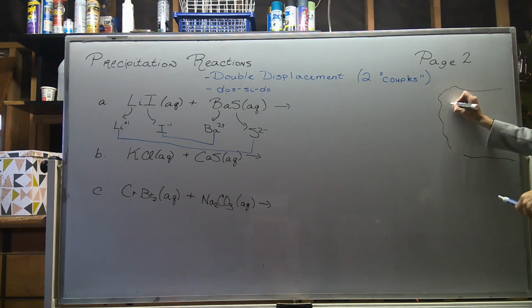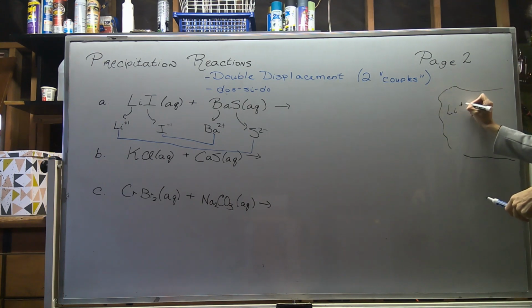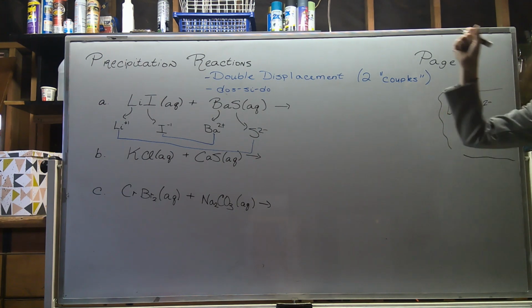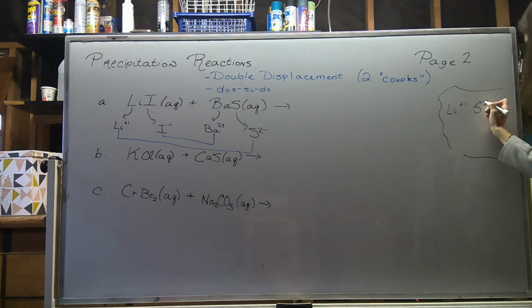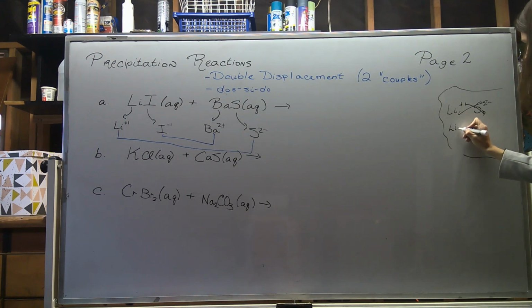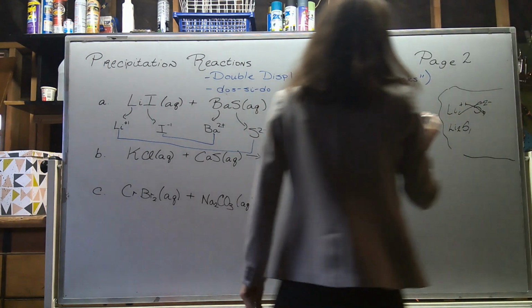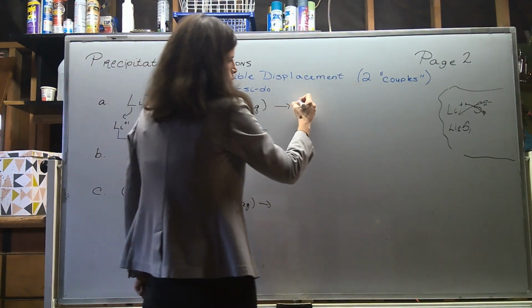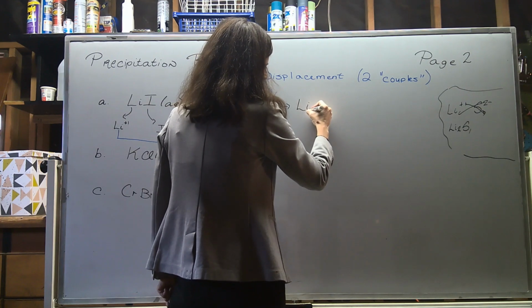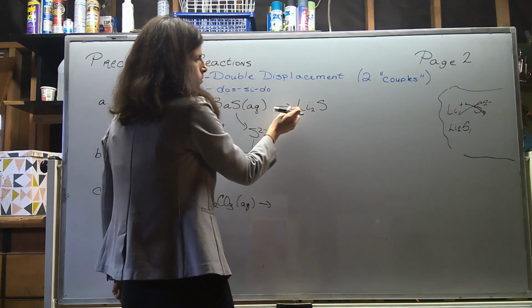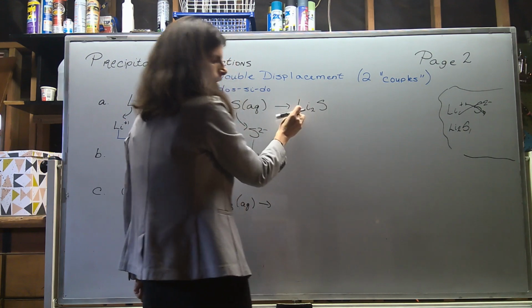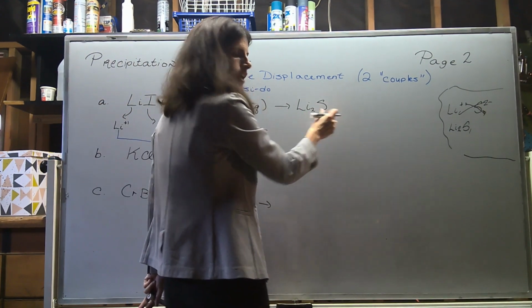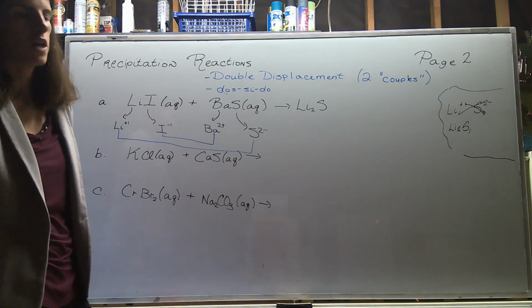You're like, okay, well, I have Li+1, and I need to crisscross it with S2-. Remember the whole crisscross thing, I told you to come back. So I crisscross that, and I get Li2S1, but I'm not going to write the 1 in my answer. So in my official answer, I'm going to have Li2S. Leave room, I should have left a little bit more room here. Leave room here because we're going to balance, and leave room here because you're going to have to tell me if it's aqueous or solid.